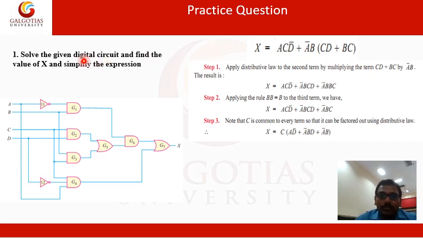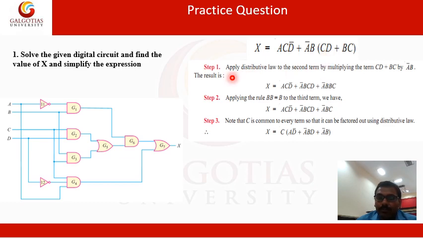So here are some practice questions based on De Morgan's theorem. After knowing De Morgan's laws, it is very important to use those laws to simplify Boolean expressions. Here the Boolean expression is given: A C D bar plus A bar B inside bracket C D plus B C bar. We have to solve this Boolean expression by using De Morgan's law.